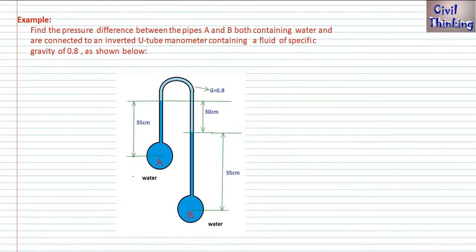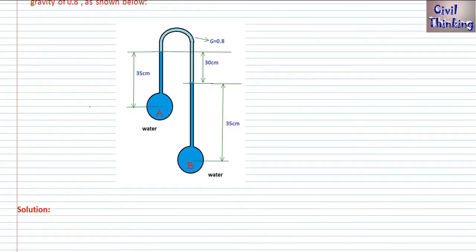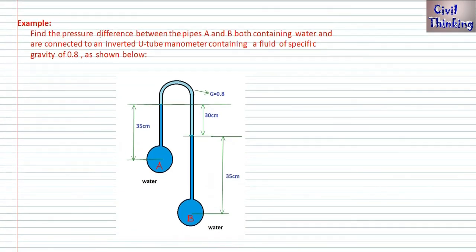This is an example of an inverted U-tube manometer, and believe me, it is the same as before. These are differential manometers, U-tube differential manometers, and the rules are the same. The two rules are going to help us all the time. Now what's asked here? Find the pressure difference between pipes A and B.